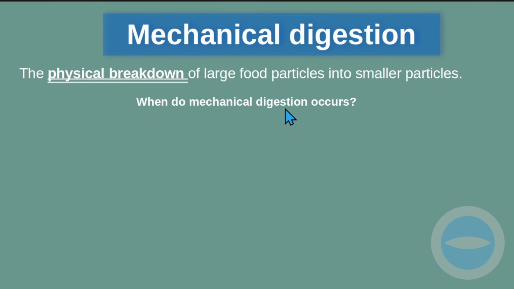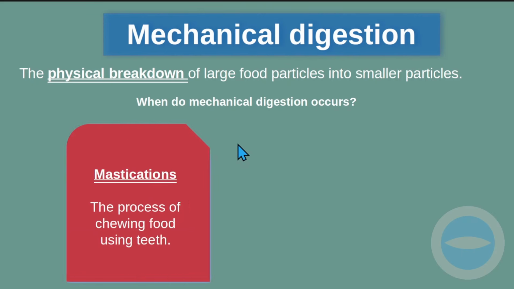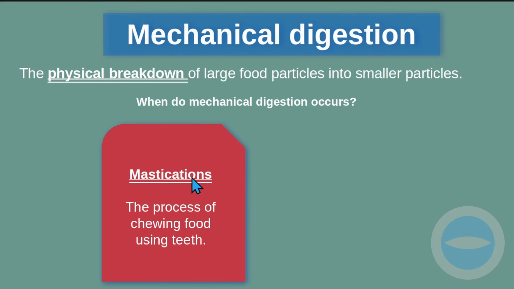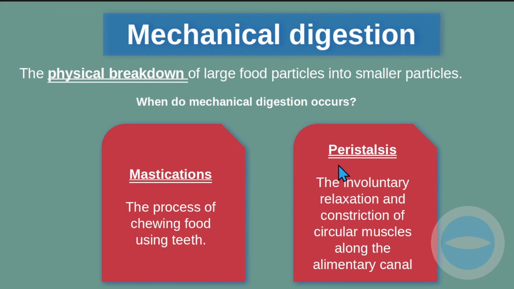When does mechanical digestion occur? You must know when mechanical digestion occurs. Mechanical digestion occurs during mastication. Mastication is the process of chewing food using teeth. When we chew food using our teeth, this process is called mastication. So mastication is one of the mechanical digestion processes. And then another place where it occurs is during peristalsis. Peristalsis is the involuntary relaxation and constriction of circular muscles along the alimentary canal.